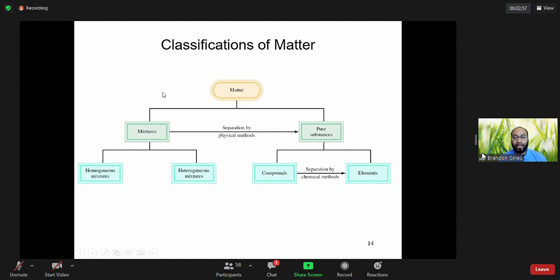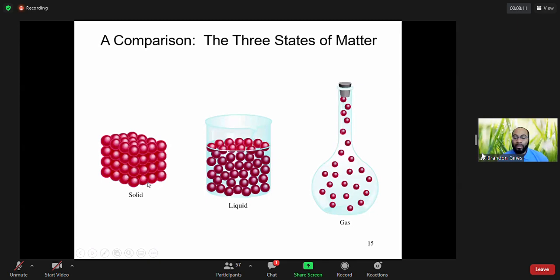All right. Last time we also covered the different classifications of matter. This slide is a good summary of everything that we covered. We talked about all of these different forms of matter. We left off here, which gives us a general depiction of the major states of matter. Matter can be in the form of a solid, liquid, or a gas.